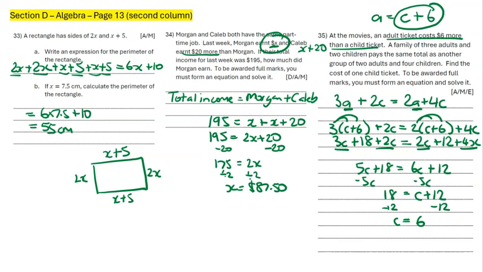We just got to double check we've actually answered the question. Find the cost of one child ticket. Because it's an excellence question, I'm just going to put it in a short sentence. A child ticket costs $6. And that there should have the context needed to wrap up that full excellence mark.